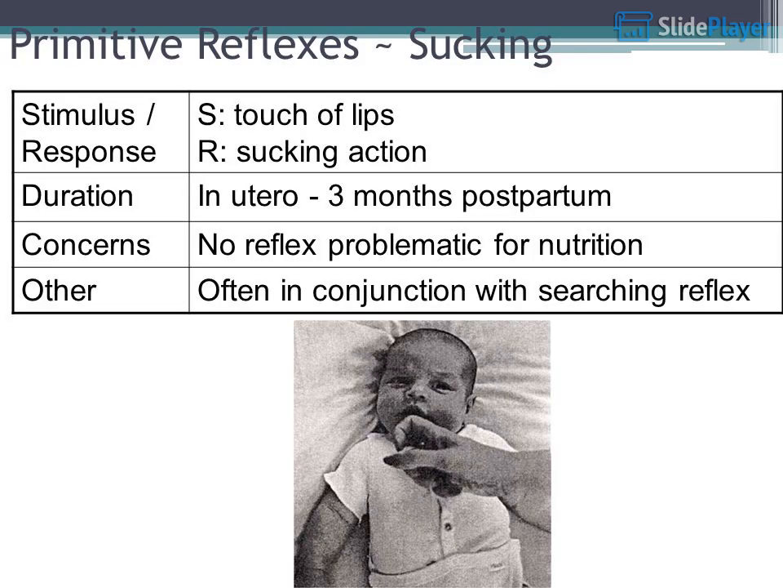Primitive reflexes: sucking. Stimulus, response: touch of the lips produces a sucking action. Duration: in utero to 3 months postpartum. Concerns: no reflex is problematic for nutrition. Other: often occurs in conjunction with the searching reflex.